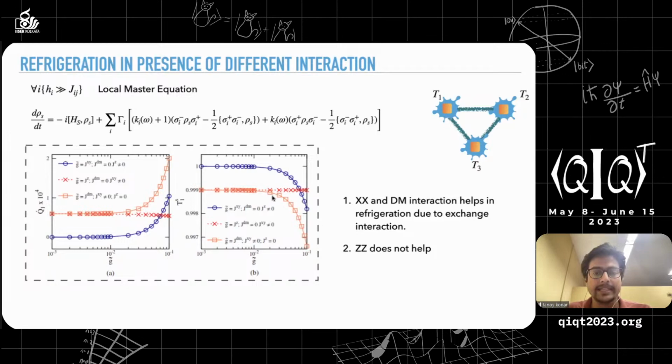But when you introduce XX and DM interaction, which is this circle and the square box, we see that the introduction of XX and DM interaction is actually helping in refrigeration. And if we increase the interaction strength more and more, the refrigeration is more. And also the heat current is positive. So both match. So heat is actually going out from the system to the environment. So why is this happening? Because XX and DM interactions are some kind of exchange interaction, which actually grows some population in the ground state. So that's why we are getting higher refrigeration with XX and DM interaction strength.